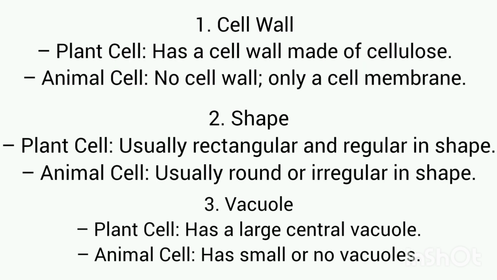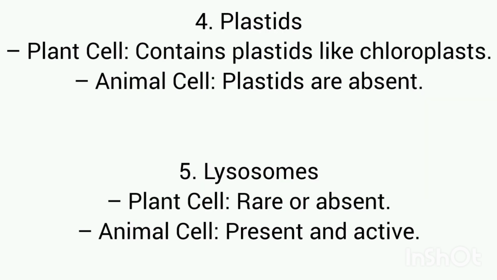Plant cells and animal cells are different in many ways. Plant cells have a cell wall, a large vacuole and plastids like chloroplasts. Animal cells do not have a cell wall, they do not have plastids, and their vacuoles are very small. And also lysosomes are more common in animal cells.